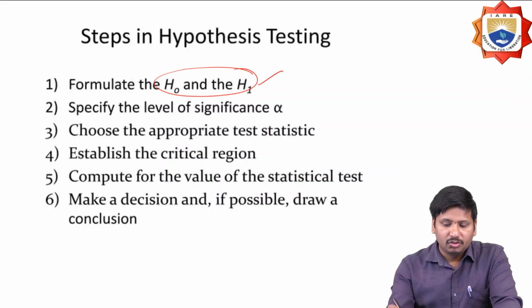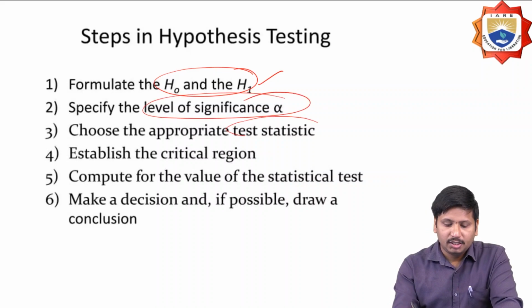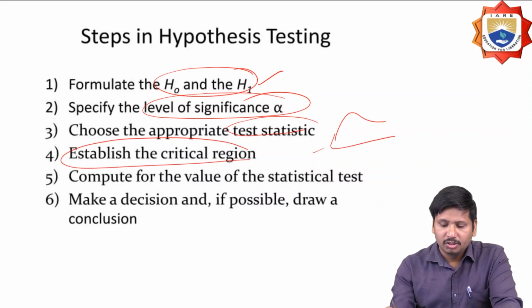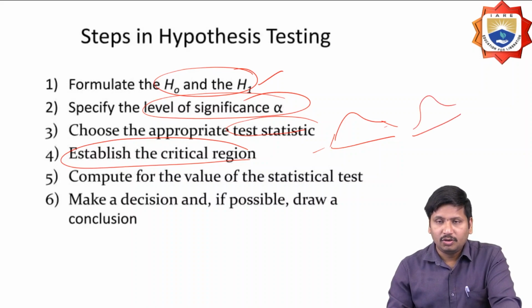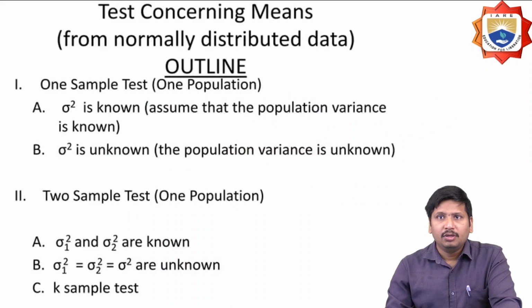So: formulating H0 and H1, finding the level of significance, choosing the appropriate test statistic, and establishing the critical region by seeing the graph, that is, how much of the region is rejected and how much is accepted. Then compute the value of the test statistic and make the decision if possible.